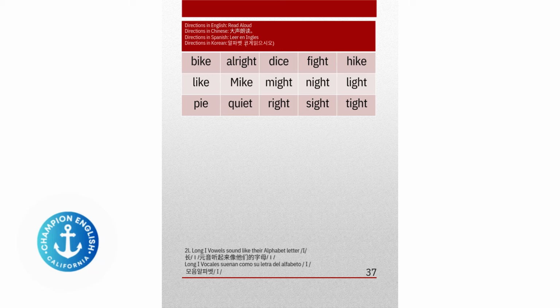Now let's go on to the I words, like bike, alright, dice, fight, hike, like, Mike, might, night, light, pie, quiet, right, sight, and tight. Can you say long I sounds? Let's say that together. Long I sounds.